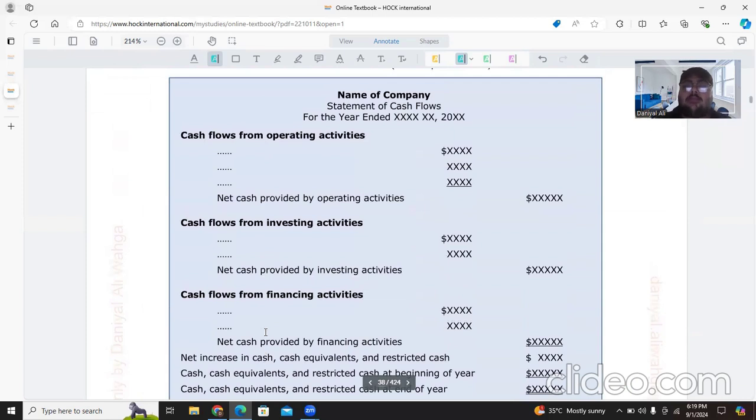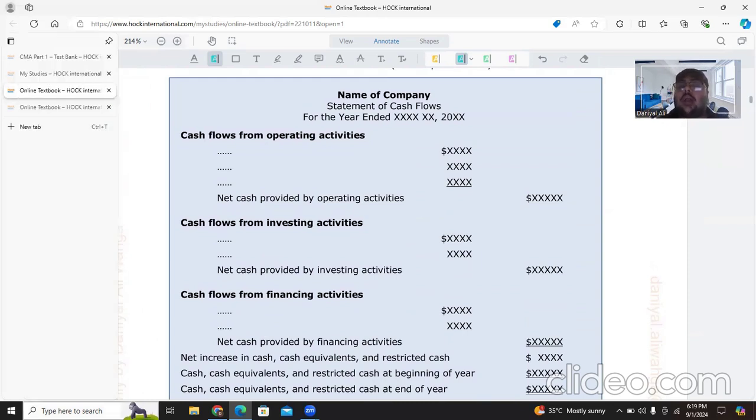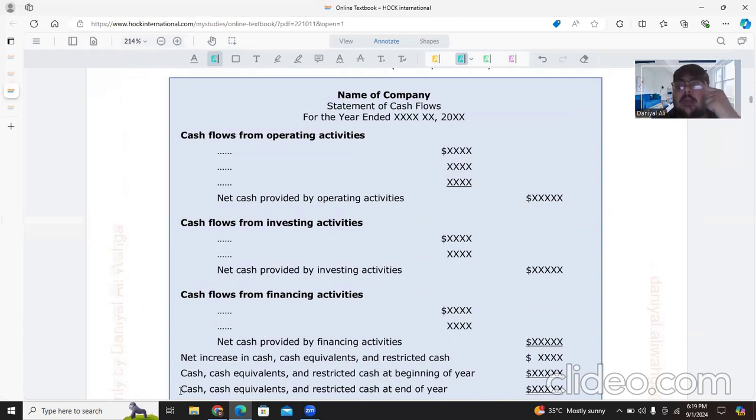So here at the front, you have the name of a company. You prepare a statement of cash flows. You mention the year end, for which year you are preparing your cash flow statement. I already told you at the beginning that your cash flow statement is prepared for only a year.